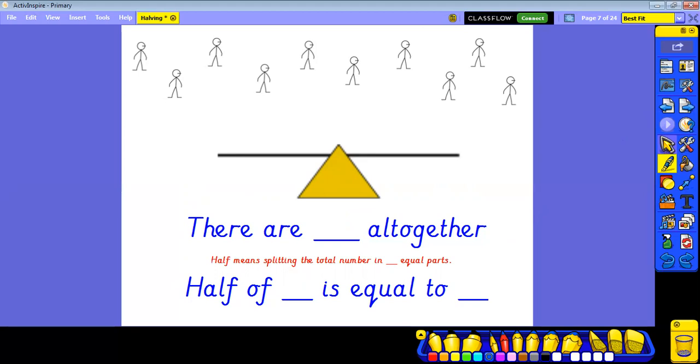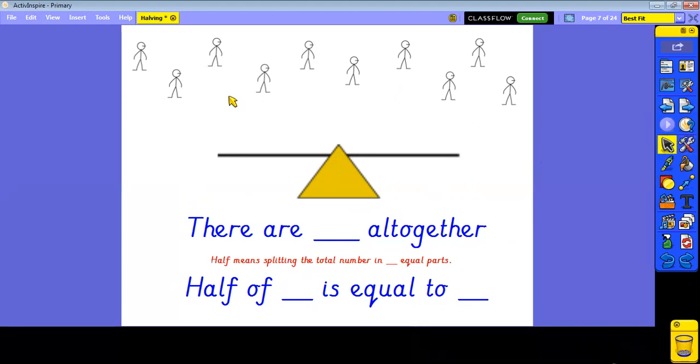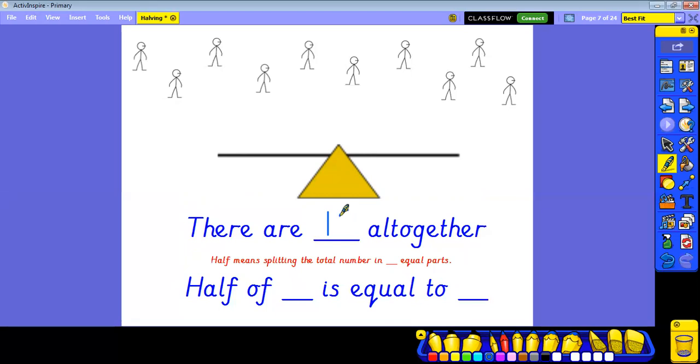Okay, hopefully you've had some time to have a go at working out what's missing from our sentences by yourself. Let's go through the answer then. So there are how many children altogether? 2, 4, 6, 8, 10 children altogether. So let's fill that in. There are 10 altogether. Half means splitting the total number of children into how many equal parts? That's right, we're going to split it into 2 equal parts.